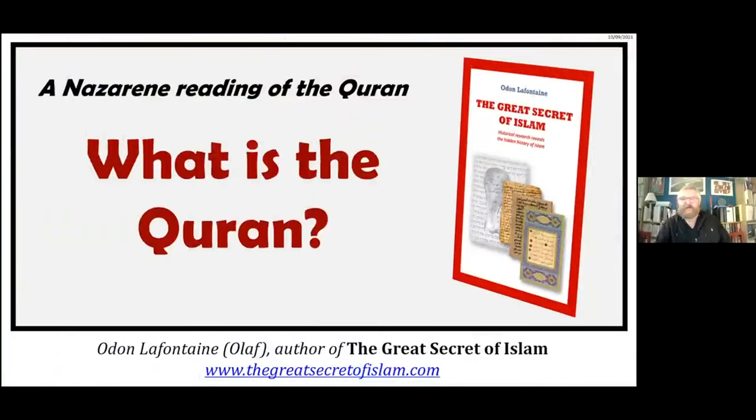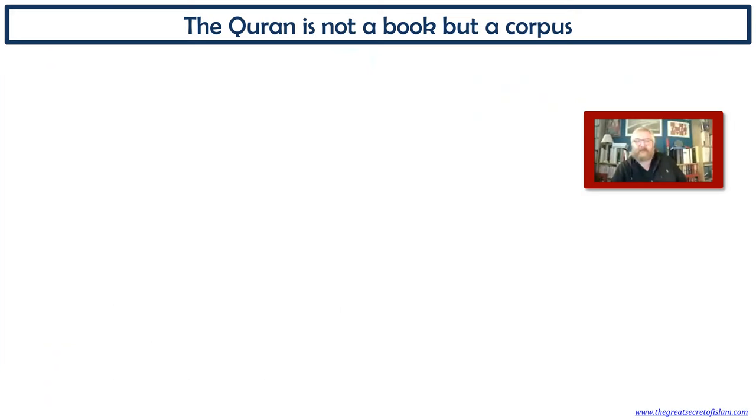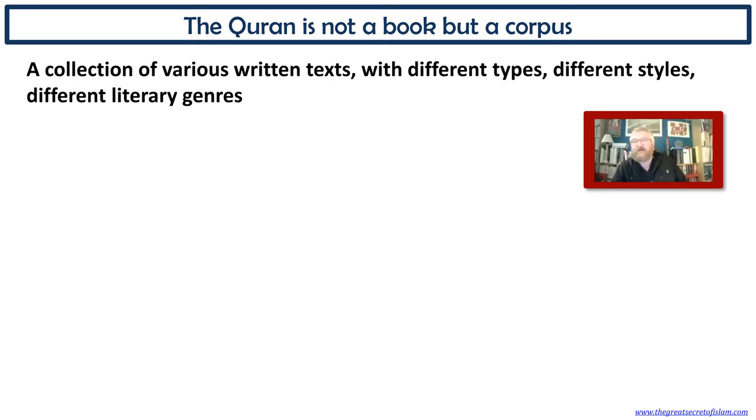So, Jay, dear viewers, what I want to tell you is that when you simply read the Quran, you can already see that the Quran is not a book. It's not a new sort of homogeneous book. It is a corpus, a Latin word. What is a corpus? A corpus is a collection of different texts of different natures. So the Quran is made like this. It is made as a collection of various written texts with different types, different styles, different genres.